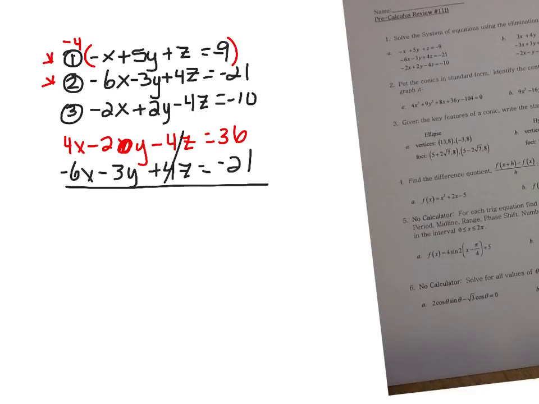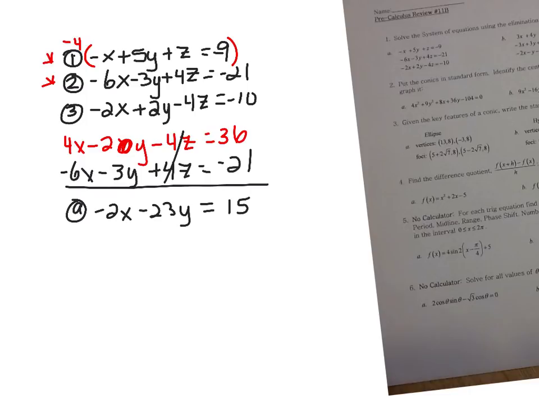And the z's will cancel out. So I get, this is going to be equation A, negative 2x, negative 20y minus 3y is negative 23y equals, and 36 minus 21 is positive 15. All right, so now I'm going to take equation 1 and equation 3, and I'm going to get rid of the y's also. And I'm going to call that equation B.